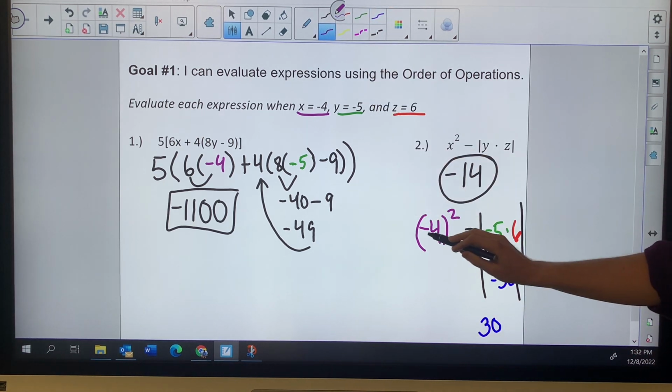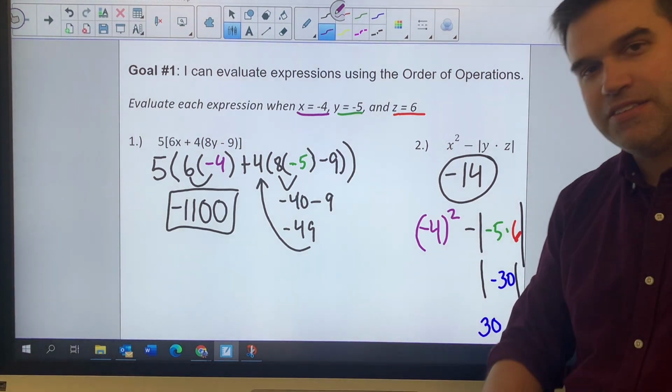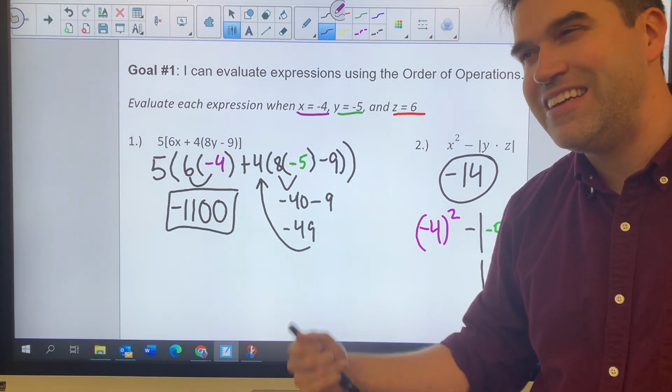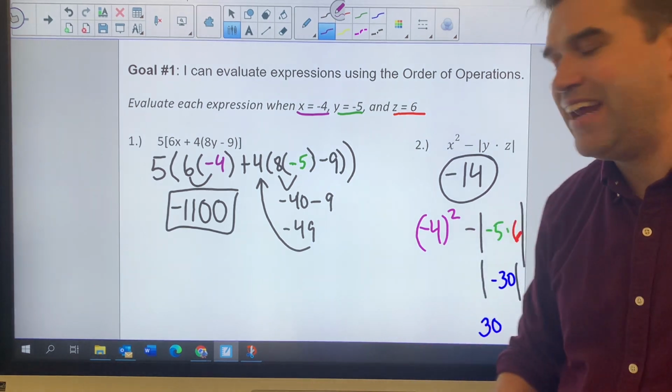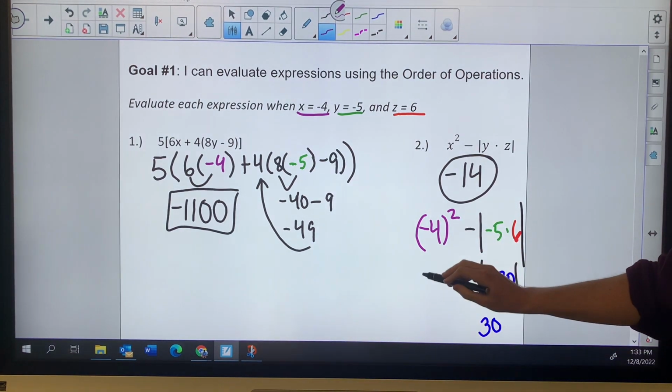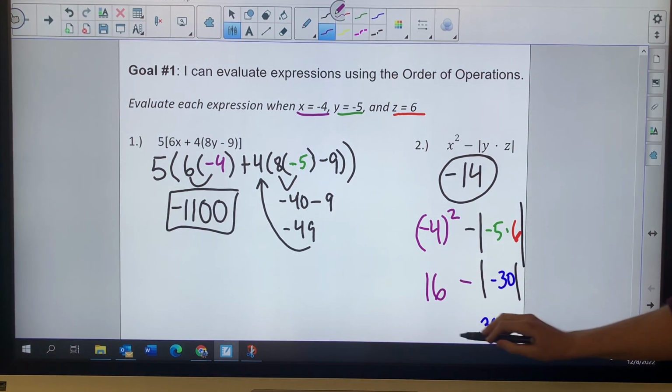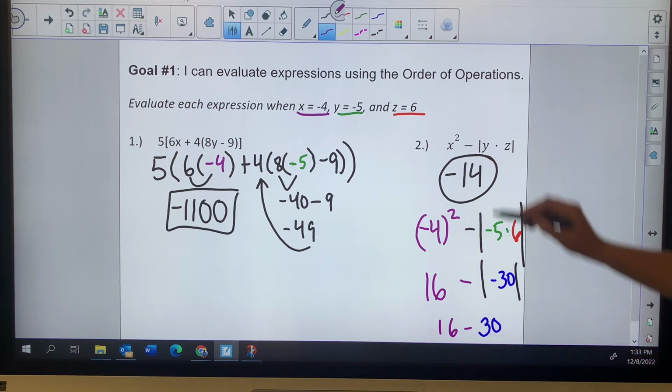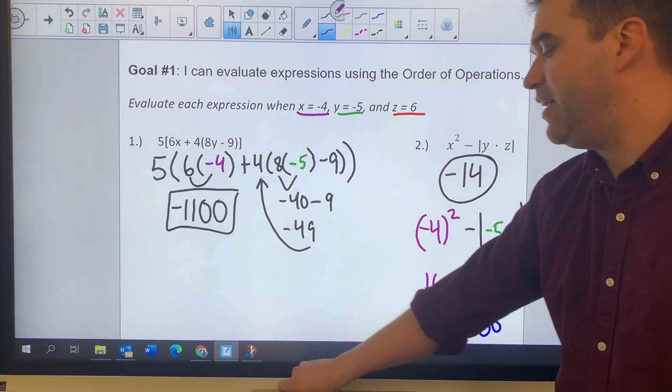And negative 4 squared, be careful, put this in your calculator and don't put the parentheses, it's going to tell you the answer is negative 16. It's not. Negative 4 times negative 4 is positive 16. So we end up with 16 minus 30, which is, of course, negative 14.